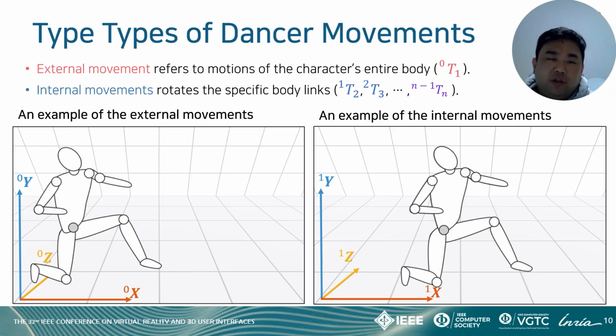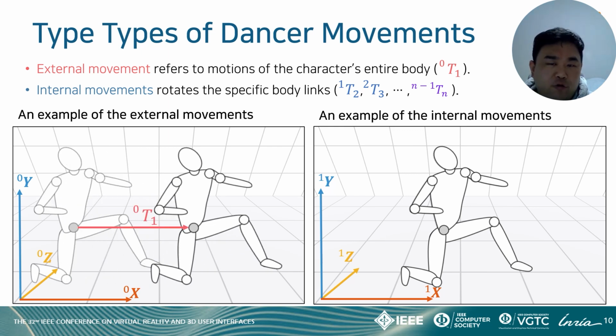When generating motion effects from a dancer's movement, we consider two types of movement. First, external movement refers to transformation from frame 0 to frame 1, which includes the translation and rotation of the dancer's entire body in world space. Internal movement involves the motions of all body links except for the base.